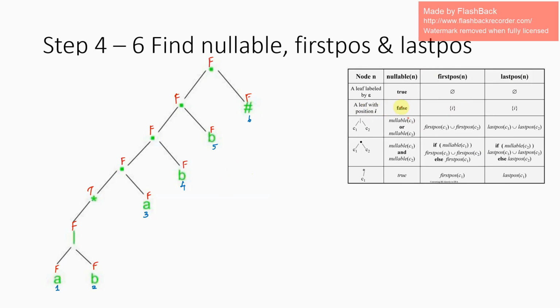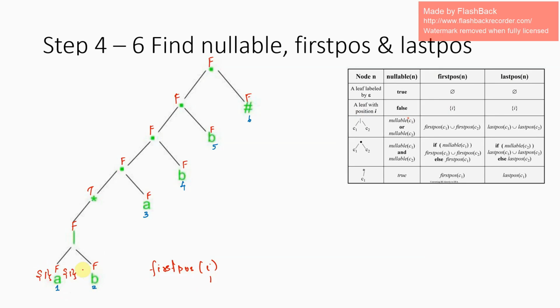Okay, that node A will be the same value. That is I and I. And so here the node number is 1. So I need to actually find out what is the first position of I. So the first position of I will be the node 1. So it becomes 1 and the last position also 1.